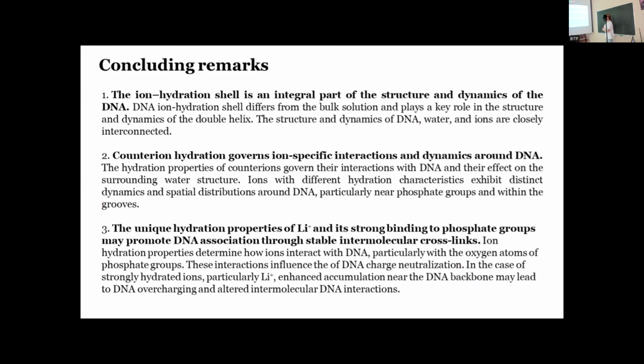And here are just several sentences to conclude what I said. The ion hydration shell is an integral part of the structure and dynamics of the DNA macromolecule. The cation hydration governs ion-specific interactions and dynamics around DNA. And the last point: the unique hydration properties of lithium ions and their strong binding affinity to phosphate groups both can promote DNA association through stable intermolecular cross-links.